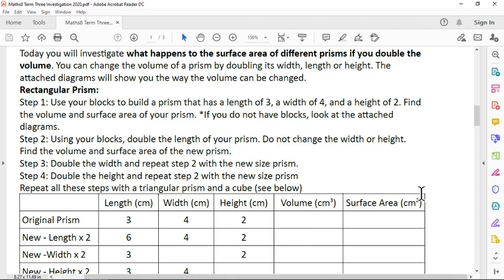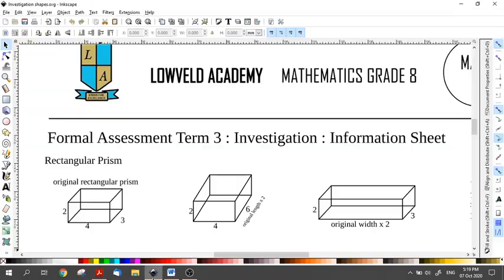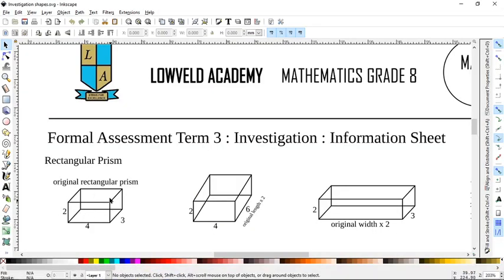We're going to leave the surface area for the moment. I'll come back to the surface area. Now I say to you, what happens in step 2 if you make your prism longer? Okay, you can't make it fatter, you can't make it taller, you can just make it longer. So look at the pictures here. Here's my original prism, 2 by 4 by 3. Now I want to take the length and make it longer.